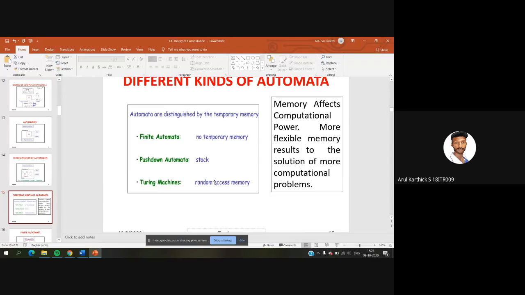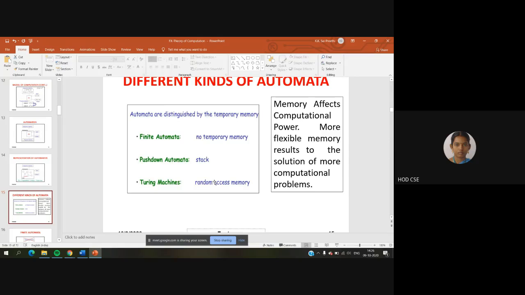Finite, ma'am. Finite automata. Finite automata has no memory. Then how do you say it has more power? I'm giving the hint to you: whenever the memory is more flexible, such automata has more power. The finite automata has no memory at all. Only a limited amount of computation you can do if there is no memory. Then how do you say the finite automata has more power? Is it clear? The finite automata has the least power among the three.